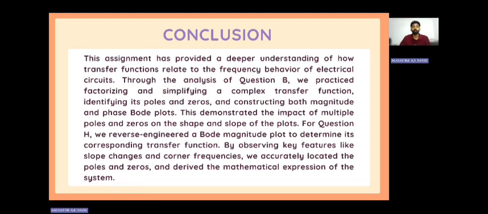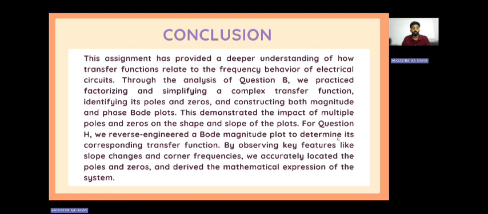Next we move on to the conclusion. This assignment has provided a deeper understanding of how transfer functions relate to the frequency behavior of electrical circuits. In the analysis of question A, we factorized and simplified a complex transfer function, identifying its poles and zeros, and consulting both magnitude and phase plots. This demonstrates the impacts of multiple poles and zeros on the shape and slope of the plots.